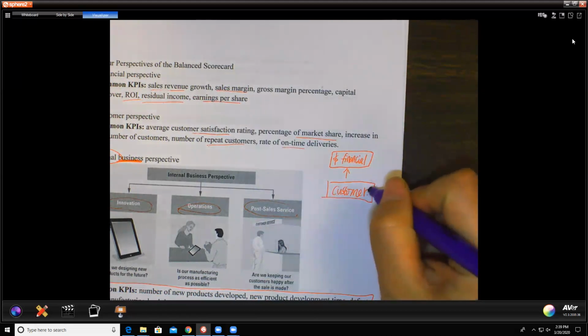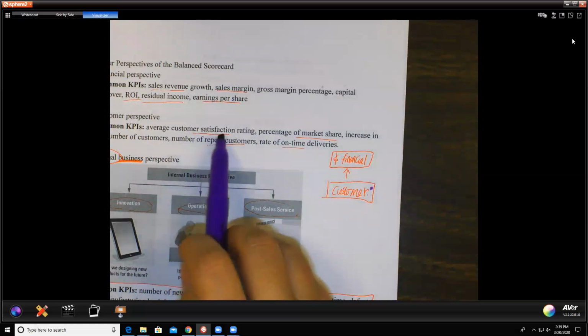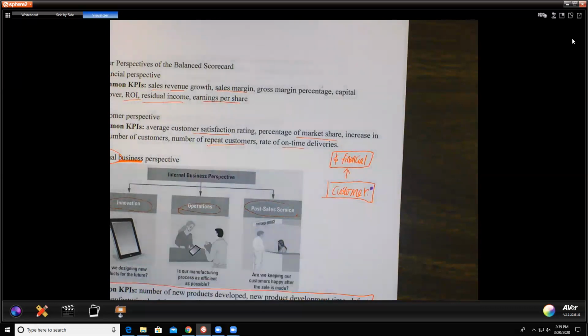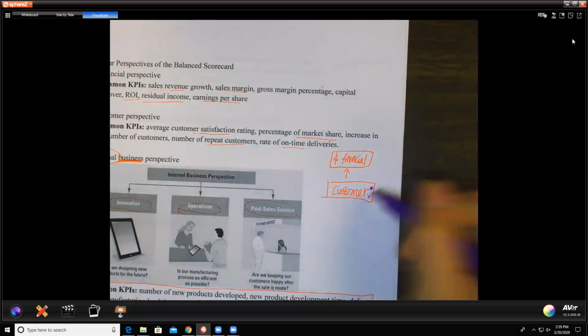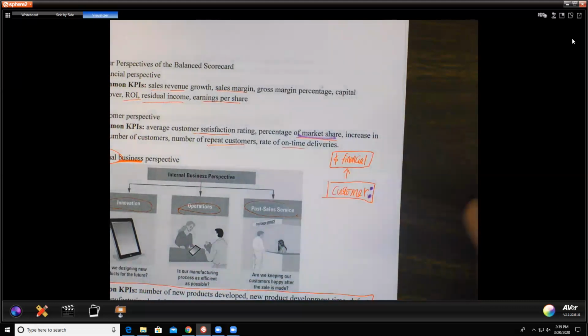So what is customer? Customer satisfaction, your repeated customers, so those are customers. But we also have market share. If you have more customers, most likely you have a higher market share. So make sure customer perspective has two parts actually, customer part and then market share part.